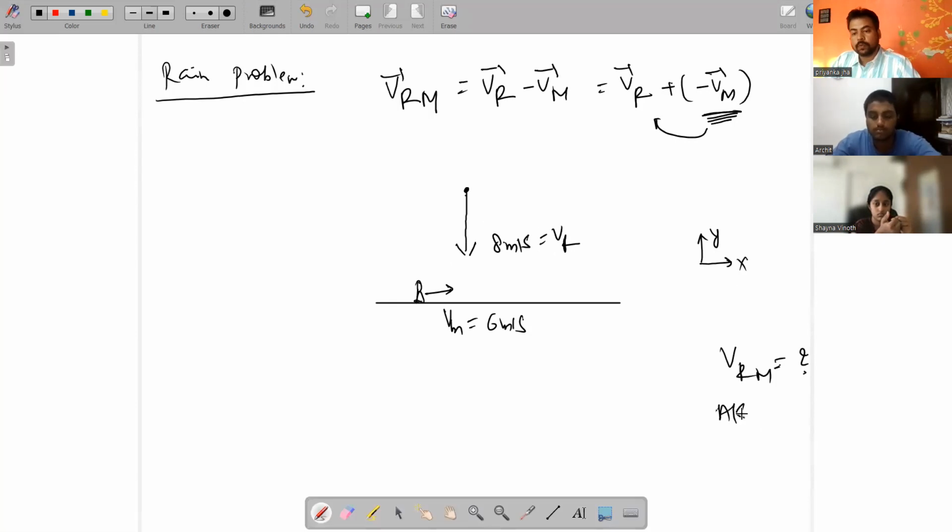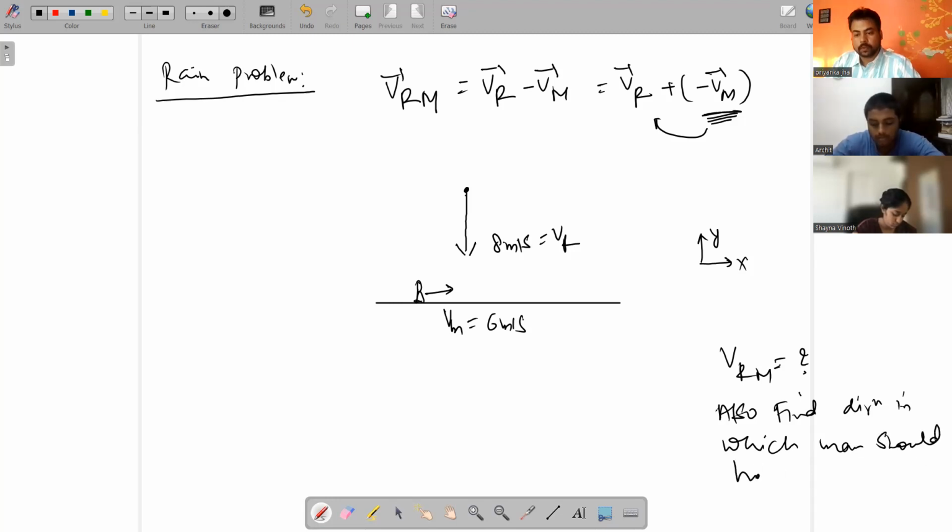Also, find the direction in which the man should hold the umbrella. First question and second question.